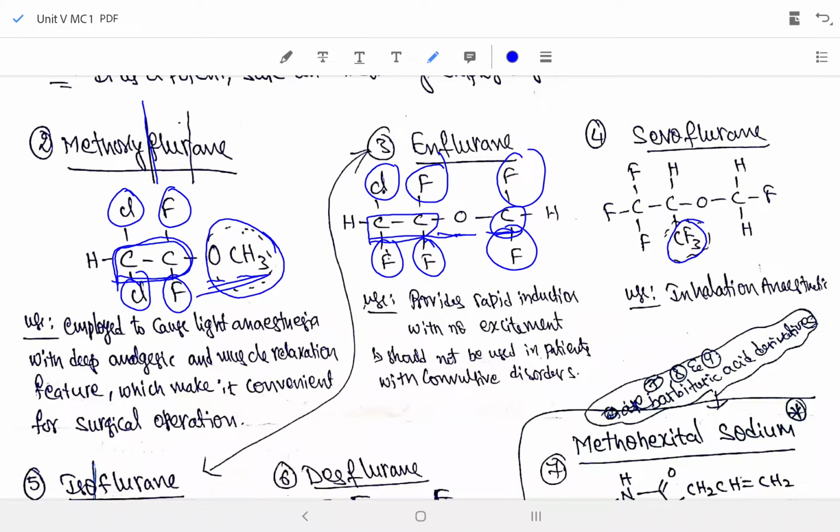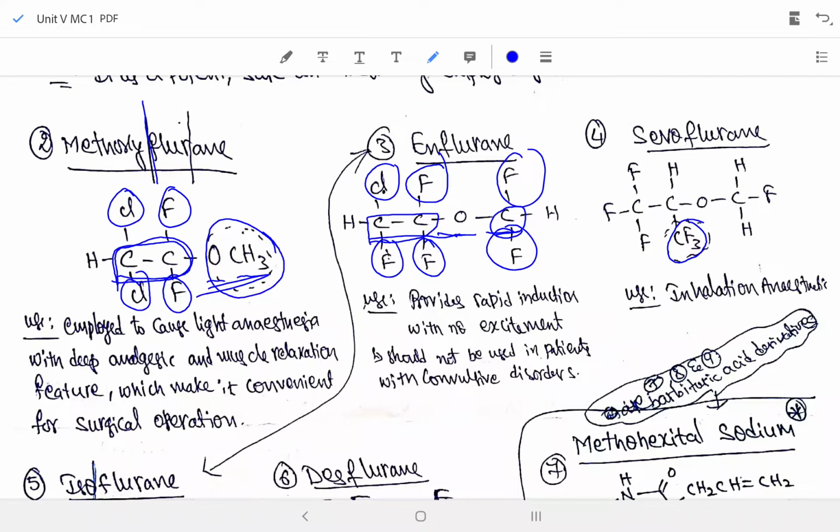Then comes the next category, that is barbiturates. Among them, methohexital is the first example. Methohexital is a barbiturate. I already told you the general structure of barbiturates, and the fifth position has 2 substituents. One is propene and the other one is hexane. 1, 2, 3, 4, 5, 6, 6 carbons, so hex, and the triple bond is at the third position. So the hexane side chain and the propene side chain are there on the barbituric acid. That makes the structure of methohexital.